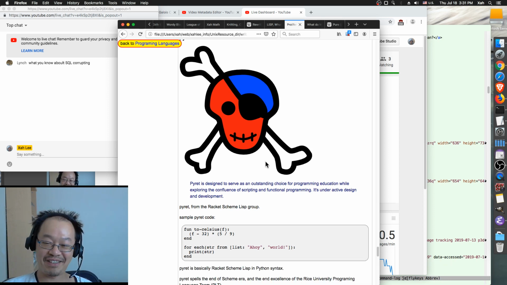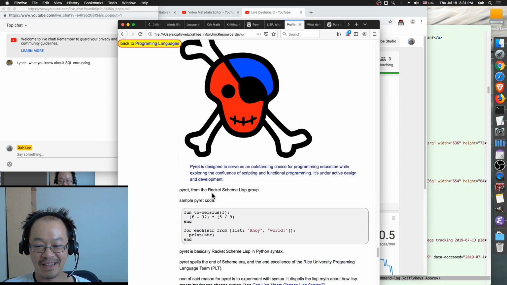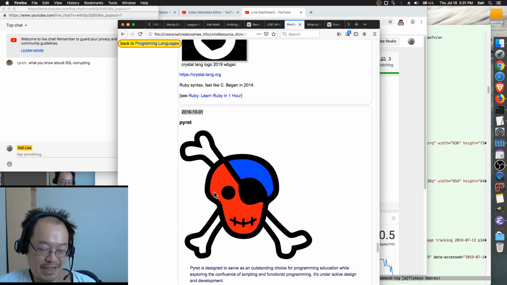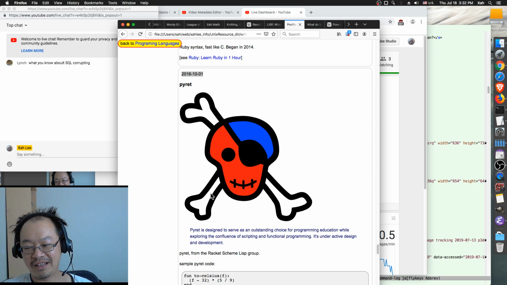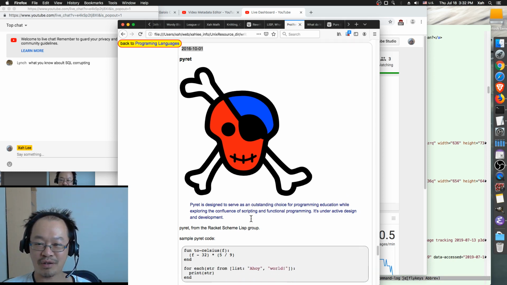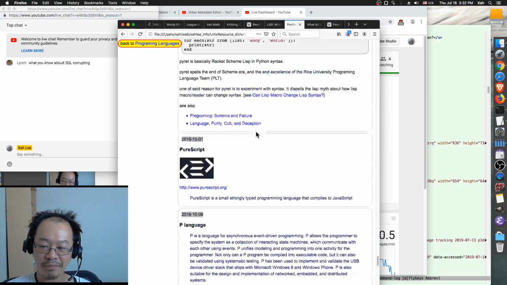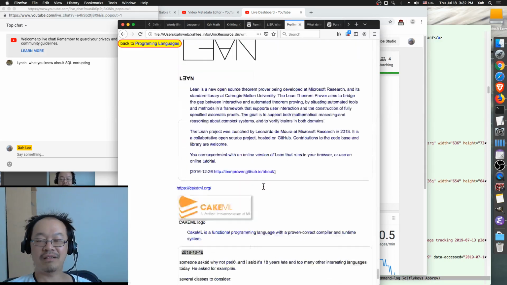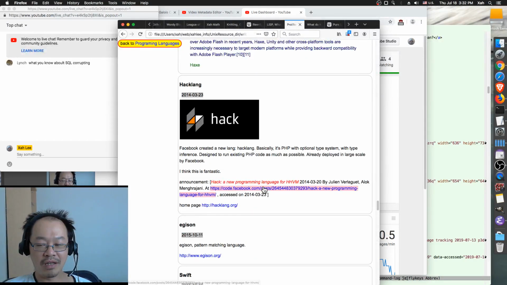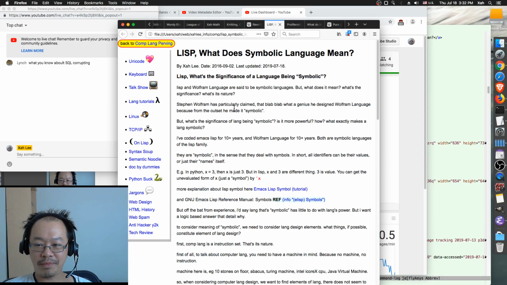Pirate is basically created by the Racket Scheme people, because Scheme, Lisp basically failed. So they started to use a Python-like syntax. Then you have PureScript. There's an explosion of languages. So let's go back to this. So what does symbolic language mean?